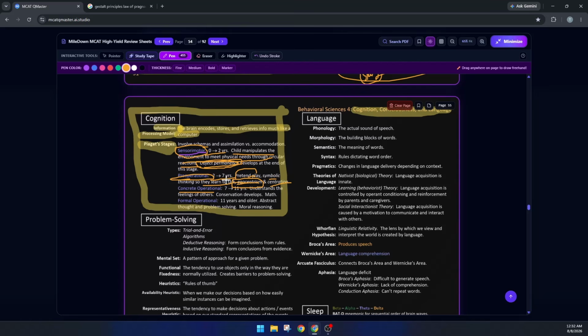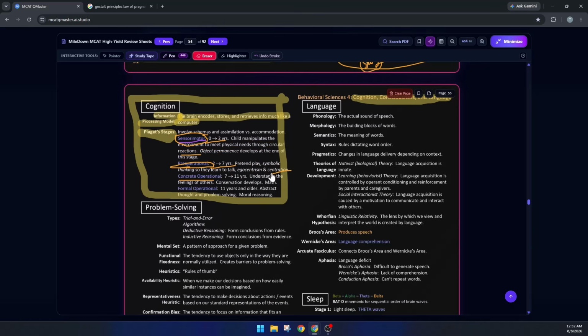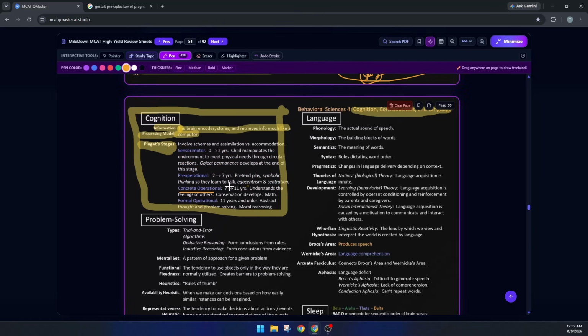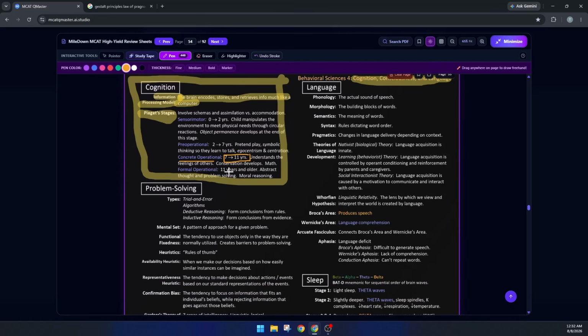Concrete operation. And if any of these definitions don't make sense, you need to go back and understand them. You have to actually understand them and not just memorize this. Concrete operational is 7 to 11 years old, and this is where they start to understand that other people have feelings, right? It's not all about them, and their conservation develops, and then math. So this has to do with conservation.